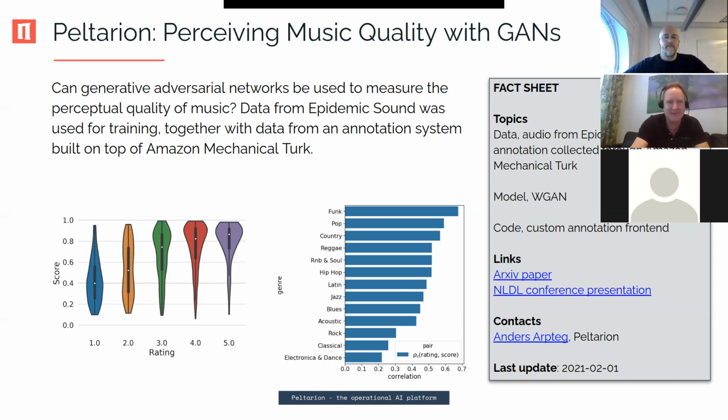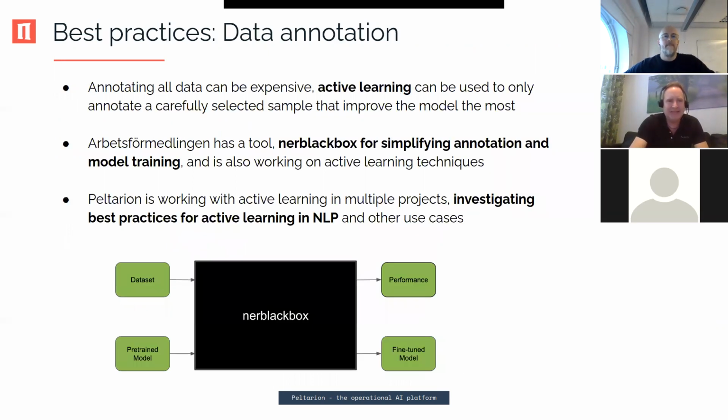Again, links and some contact information. And for data, here is a very small set of best practices. Of course, if you think this is a useful type of presentation of results, we should extend it more and make sure it's more complete and more correct. But as an example, for data annotation, active learning can be a really useful technique to make that process much more efficient and of higher quality.